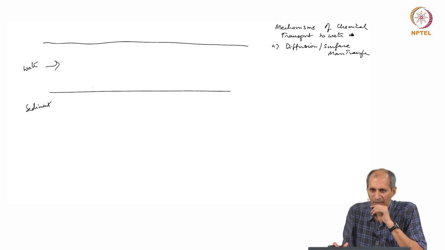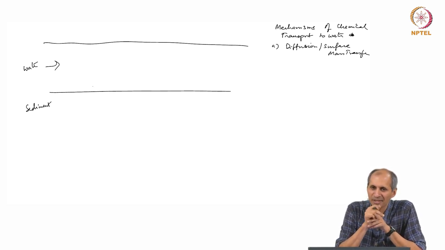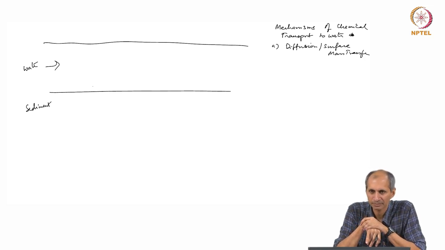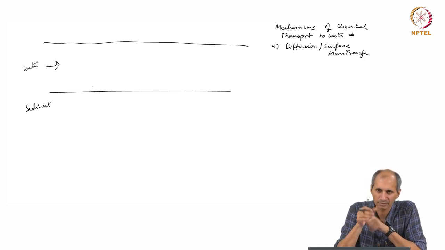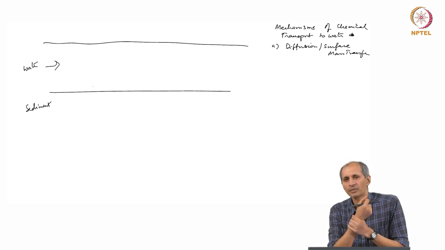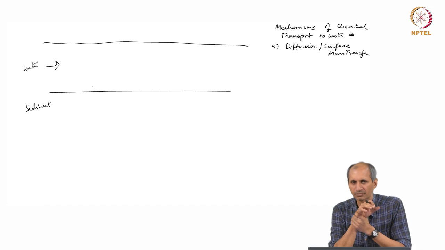So people don't do it usually, and the reasons are the other mechanisms by which chemical can get into the water. What is the other way in which chemical gets into water? Which is actually the most visible way. Diffusion nobody is able to see. So it's a slow process. Nothing is happening.